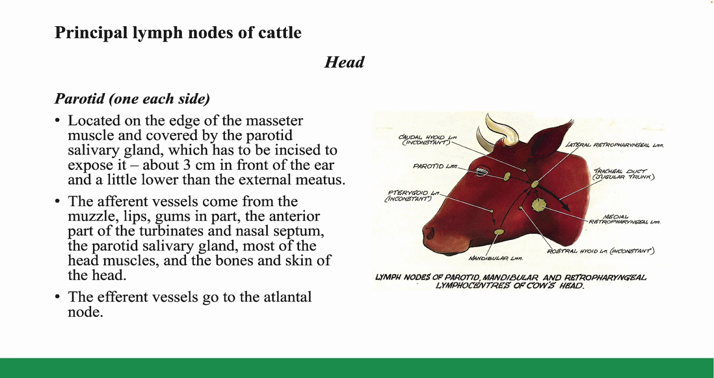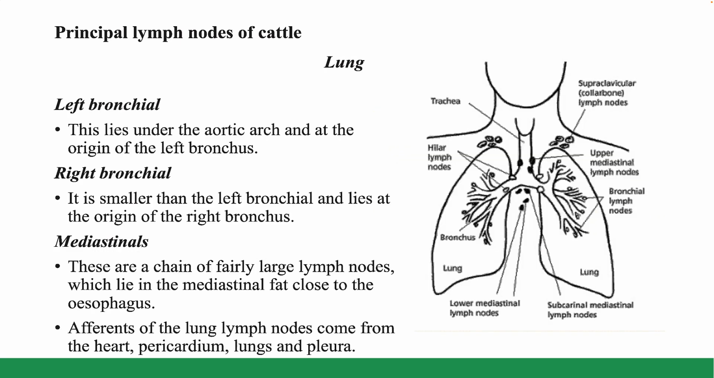And then you have the parotid lymph node. You can see it here. For you to see it during inspection, there is a need to incise the masseter muscles because it is located about 3 centimeters in front of the ear. But for you to see it, you must incise the masseter muscles.